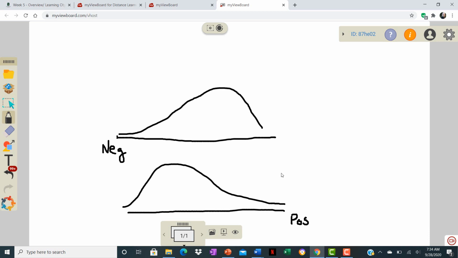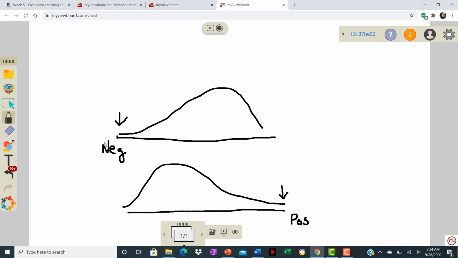Okay, how do I keep in mind what this is? The tail points the way. Typically, we're going to find that on a normal distribution, numbers to the left are going to be negative, to the right are going to be positive. In other words, the higher numbers are to the right, the lower numbers are to the left. The tail points to the direction.